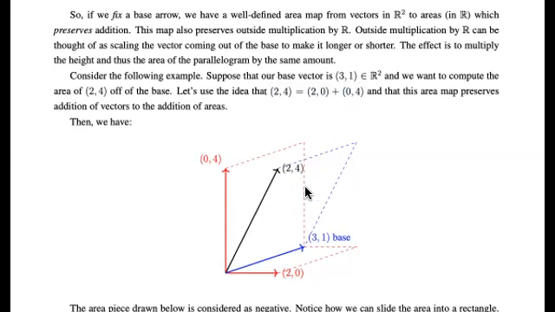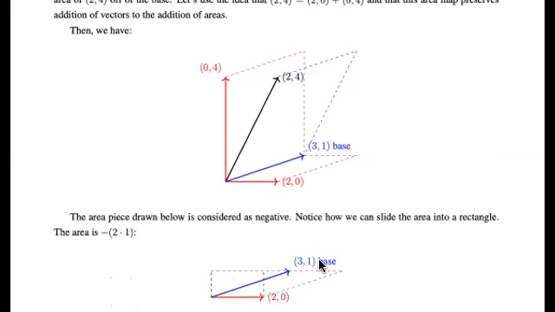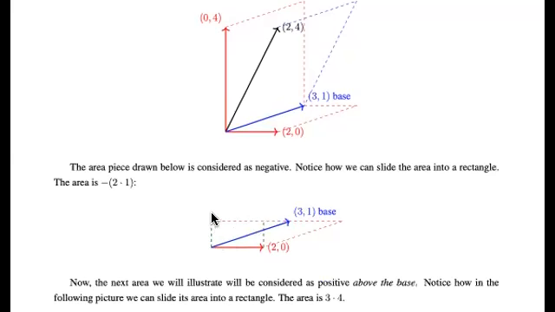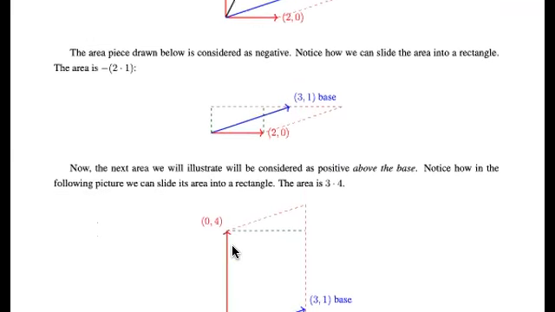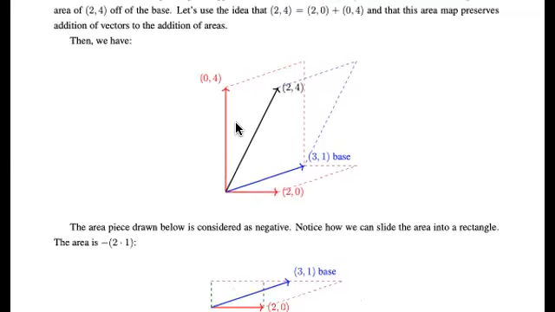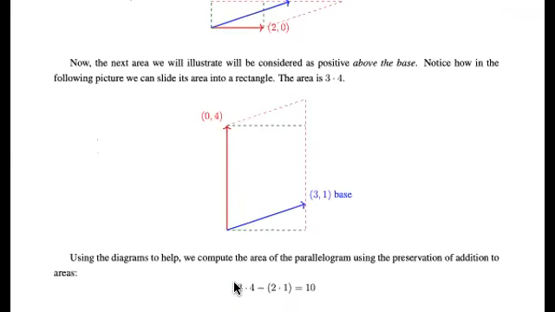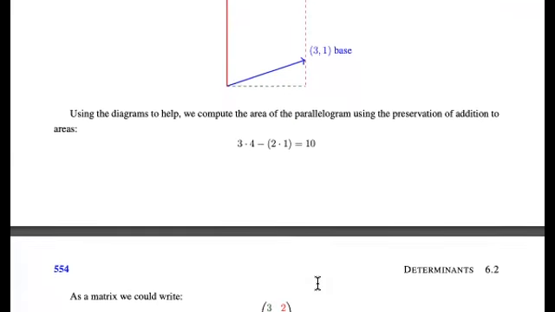Now, a nice way of getting these areas is by sliding. Notice this parallelogram, we can slide into a rectangle right here. And so you get 2 times 1, an area of 2. So you can be subtracting off an area of 2 here. And this area up here, this parallelogram, you can slide into a rectangle here. The area of this rectangle would be 4 times 3. And then remember, that's positive. So 3 times 4 minus 2 times 1 equals 10 as your area.